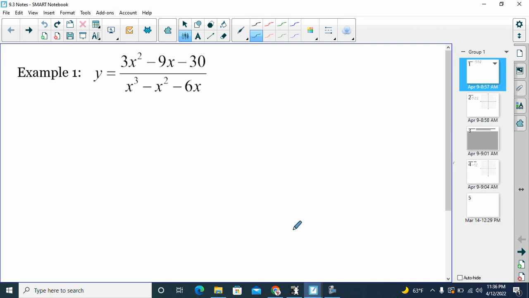One more example. It says example 1, that's a lie. Example 3. Same thing, list out all the characteristics. Y equals 3x squared minus 9x minus 30 over x cubed minus x squared minus 6x.